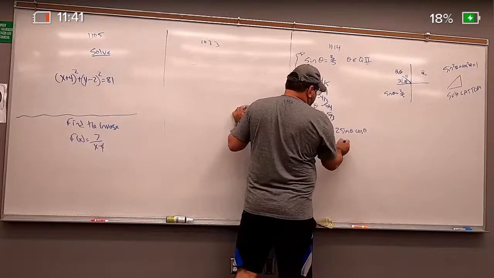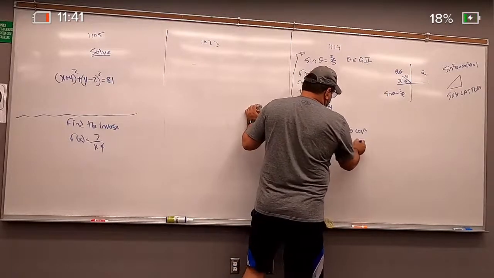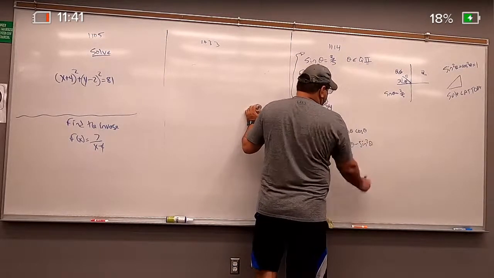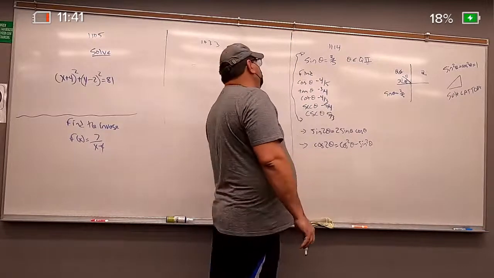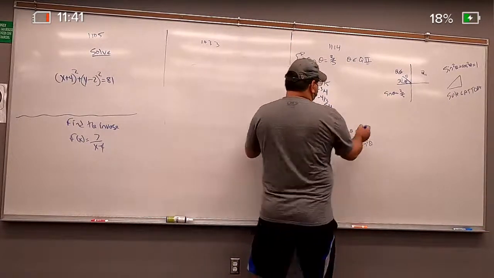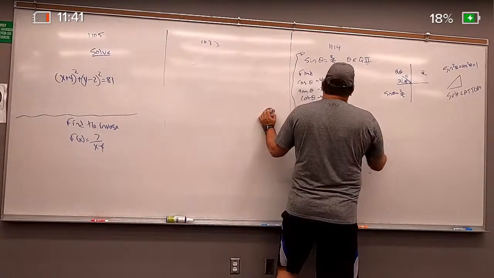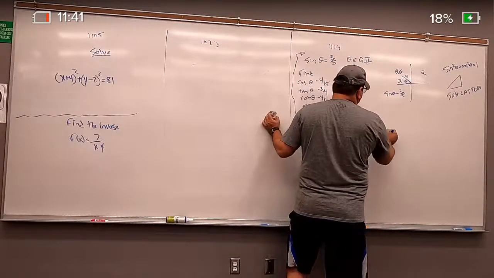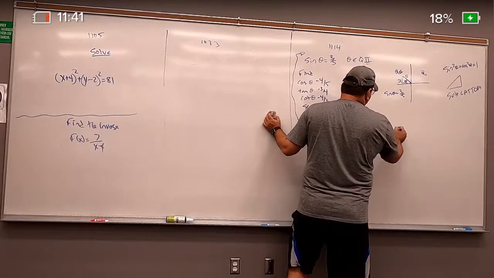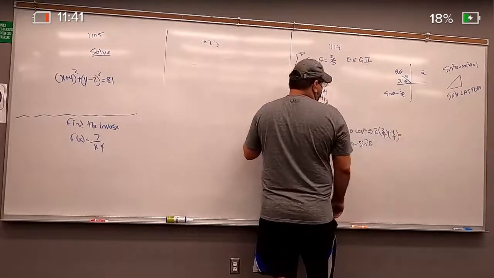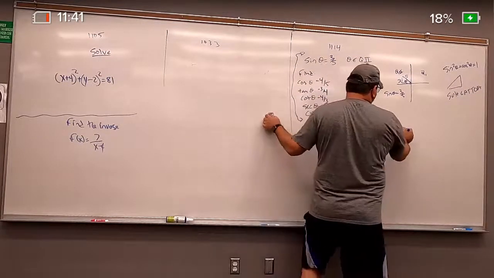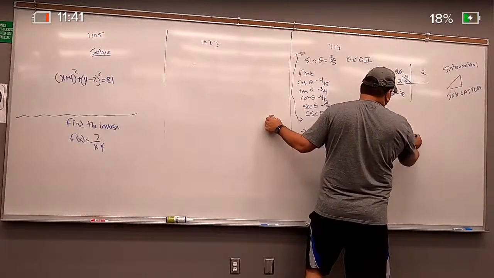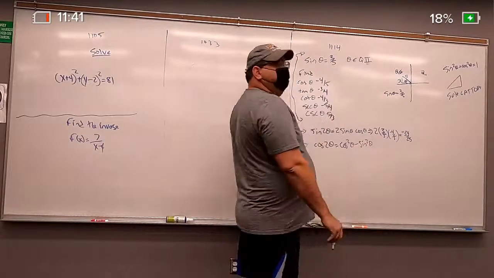Cosine 2 theta is cosine squared theta minus sine squared theta. Which is 2 times 3/5 times -4/5, which is -24/25. Yeah?